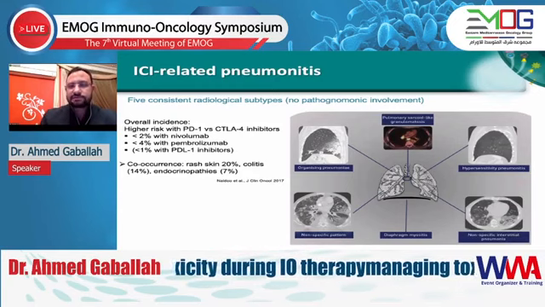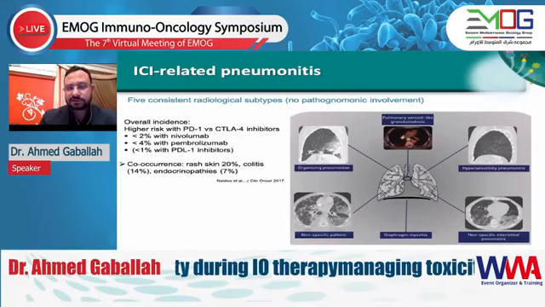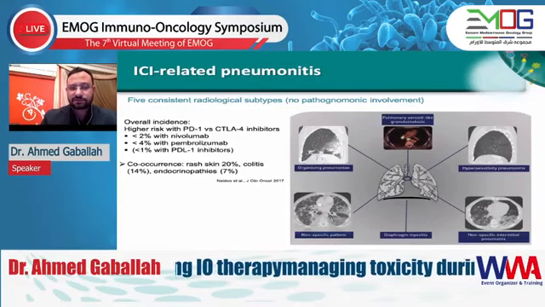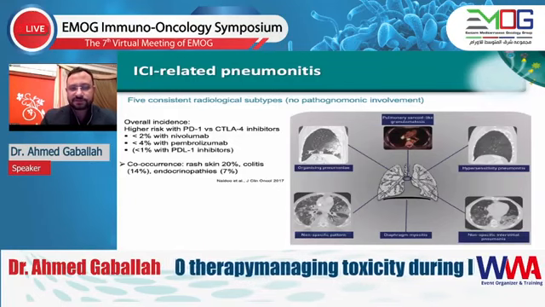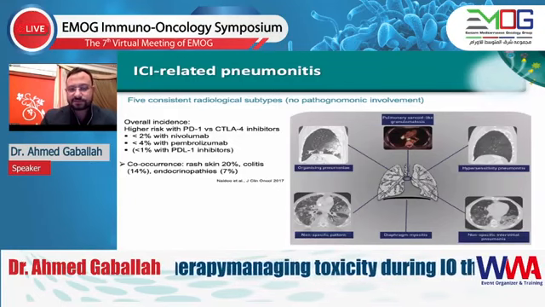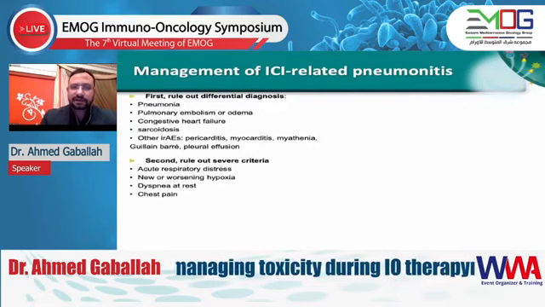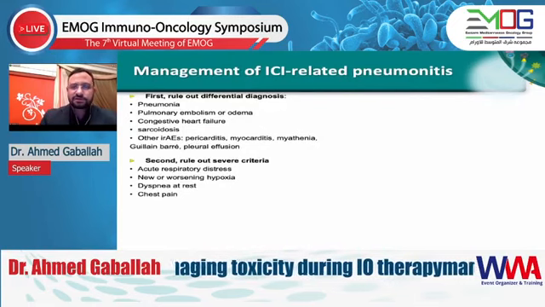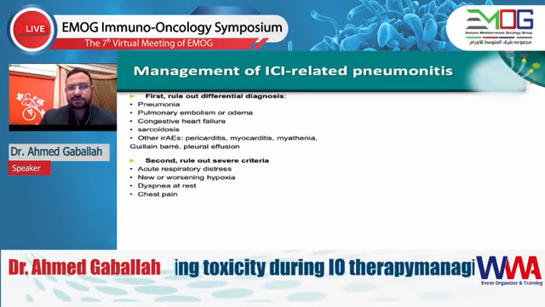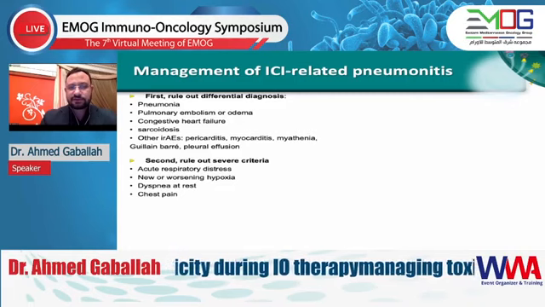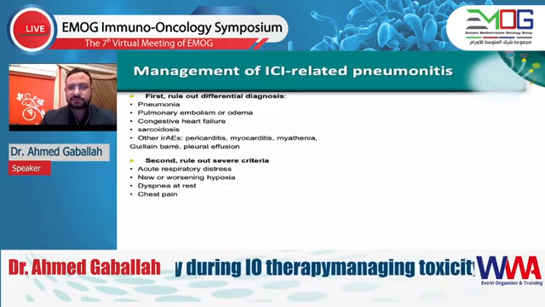Usually we have concurrent other immune-related adverse events, like skin rash in 20% of cases, colitis in 14%, and endocrinopathies in 7% of patients. The management is usually based on the severity and after ruling out other causes of pneumonitis. Sometimes we have a bacterial infection, and it was misdiagnosed as immune-related toxicity. So we should rule out the infection.